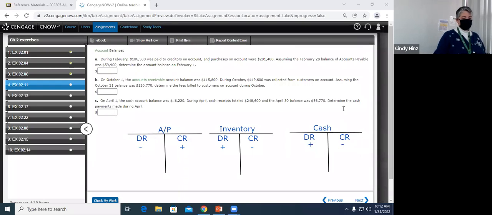Cash, we've talked about a number of times. Cash is certainly an asset account, so it has a normal debit balance, increases on the debit or the left-hand side. Okay.